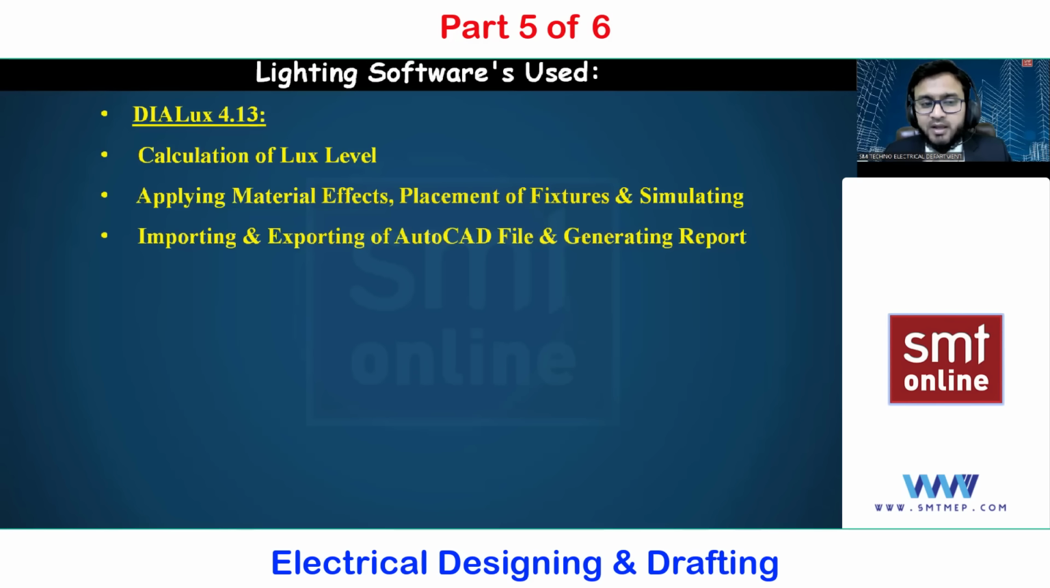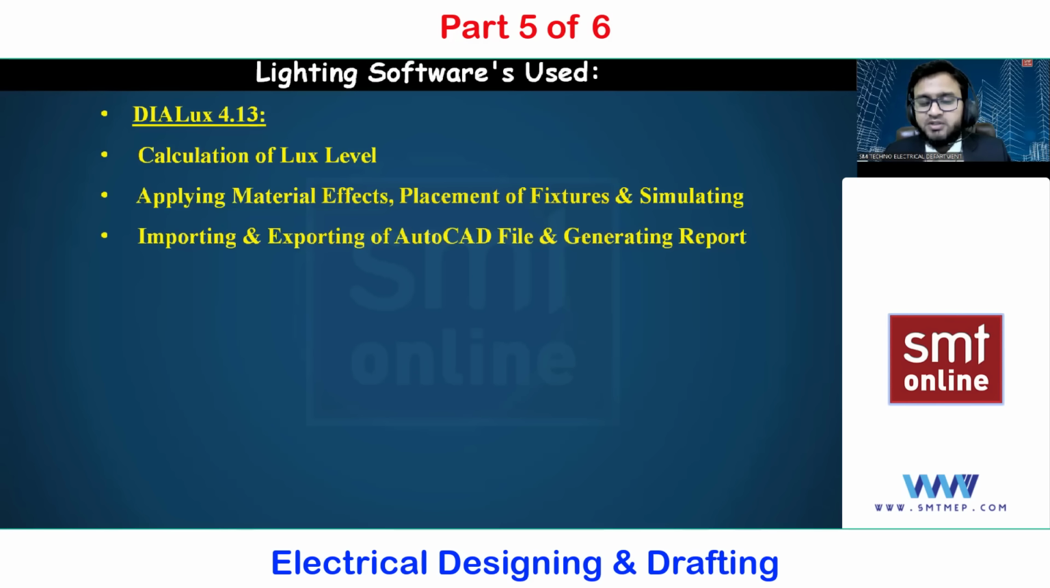After applying the lux and getting the number of lighting fixtures, we are going to check the positions as well as the material effects. When you apply the material effect, you can find the exact quantity of lighting fixtures, because in lighting calculations we have one parameter called CUF, the coefficient of utilization factor. Via this factor we can understand how much light is going to be absorbed and how much is going to be reflected. Based on that, we can find the exact number of lighting fixtures.